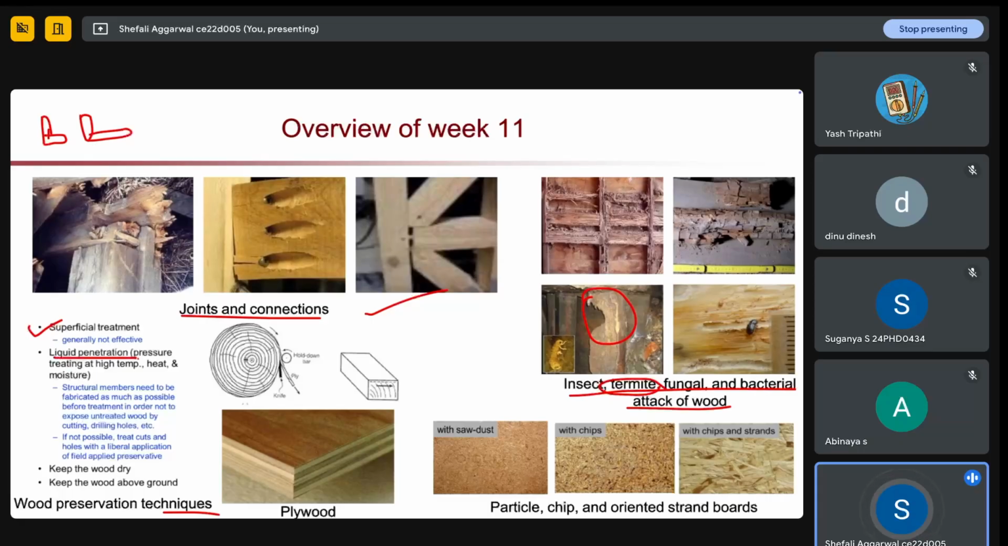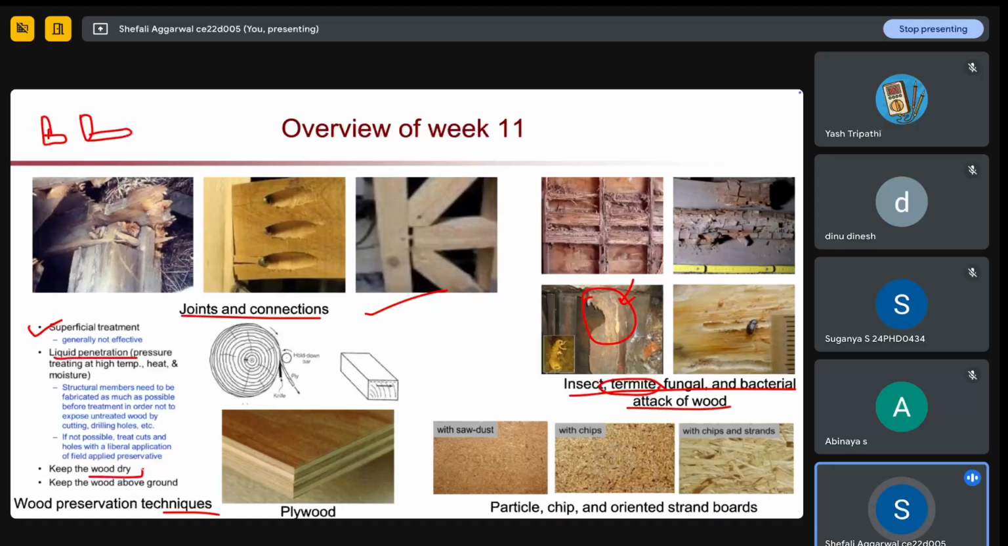Other is liquid penetration. What they are doing is adding some liquid to the timber, and it can be added through pressure treating, or through heat, or through moisture, so keeping it in water, or through injection grouting or something. We will provide the liquid penetration treatment technique. And lastly, keep the wood dry.